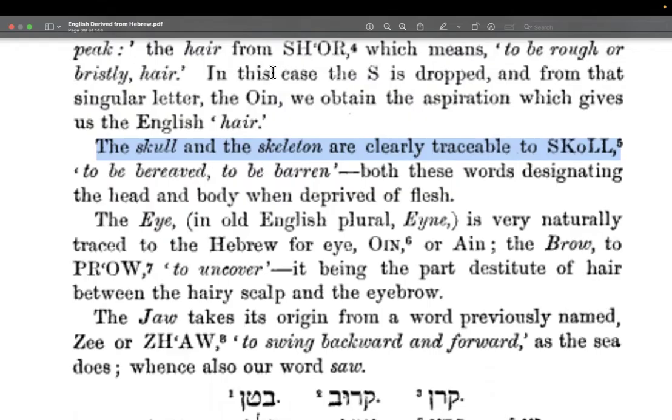The fact that you can see so many things coming from them, I'm hoping will not dissuade you if you see one or two differences in the opinions of men about etymologies. That's quite common in other languages as well. So skull and skeleton are clearly traceable to skull, to be bereaved, to be barren. Both of these words designating the head and body when deprived of flesh.